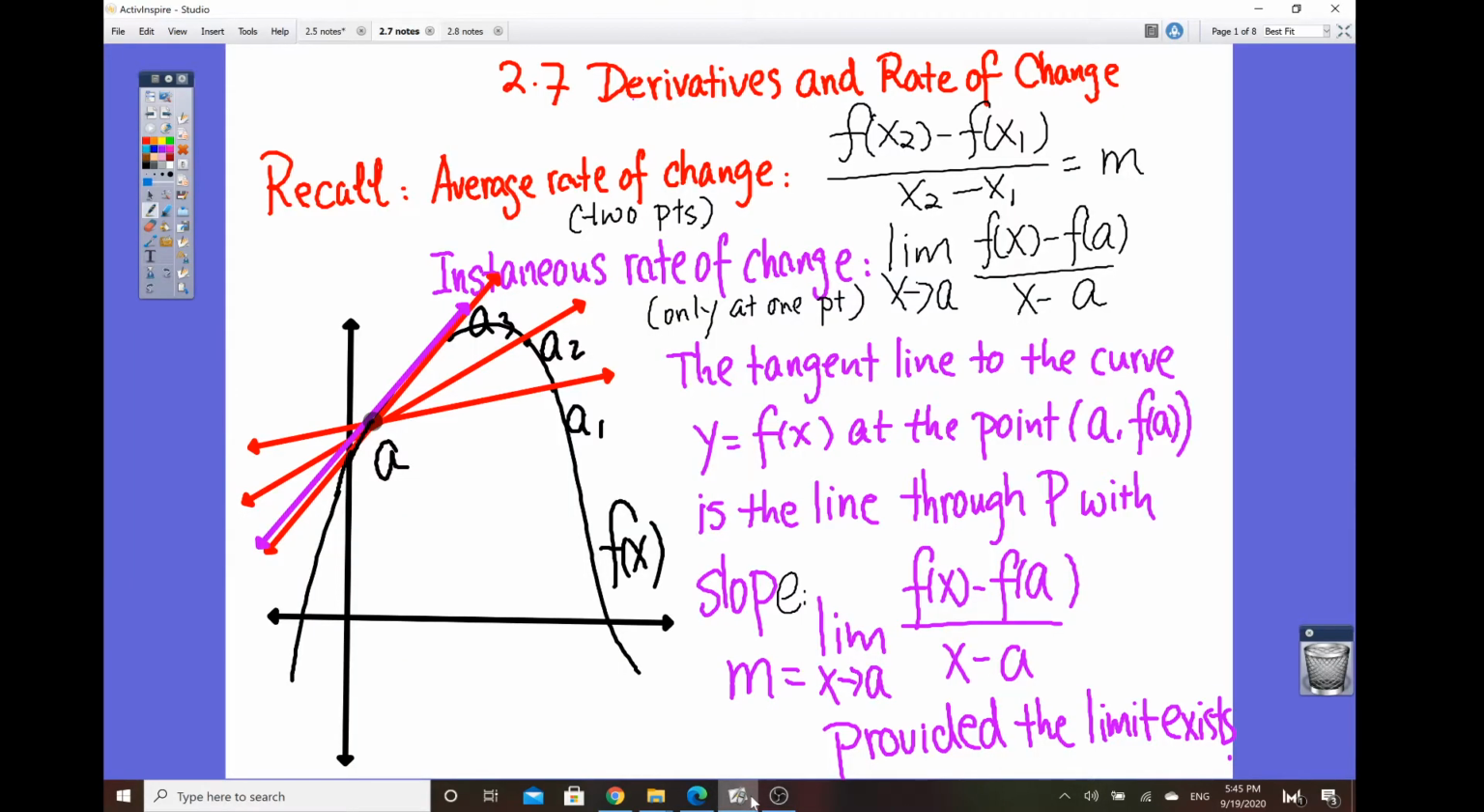Good afternoon, calculus class. This one is section 2.7 of Calculus by James Stewart. It's the derivative and the rate of change.